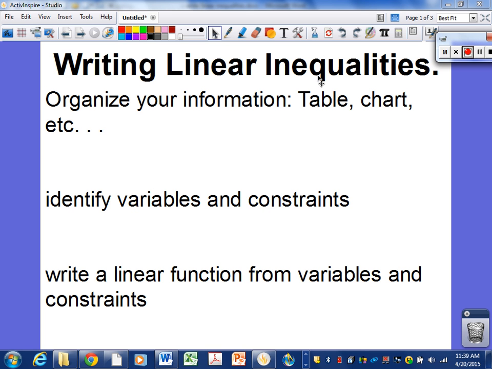Okay, so anytime you're trying to write a linear inequality, or an equation for that matter, you need to try to find a way to organize your information.